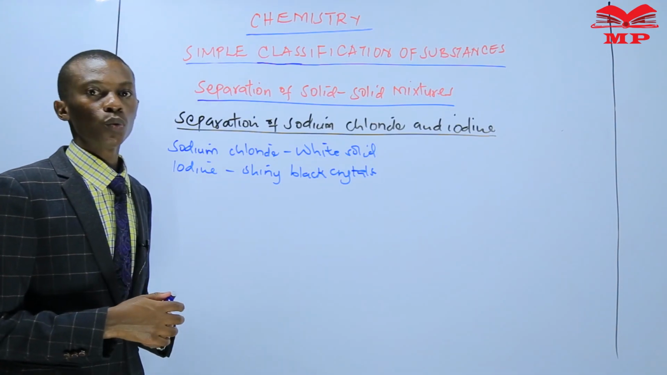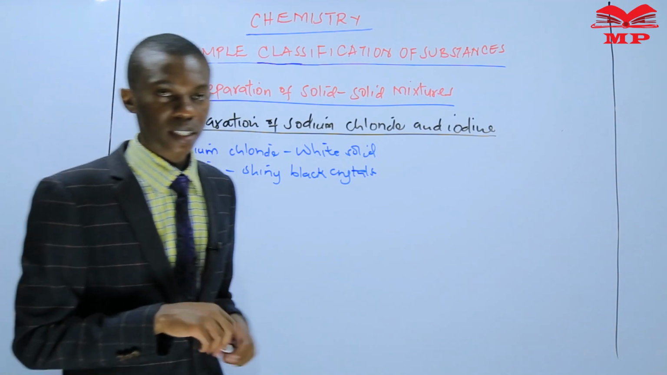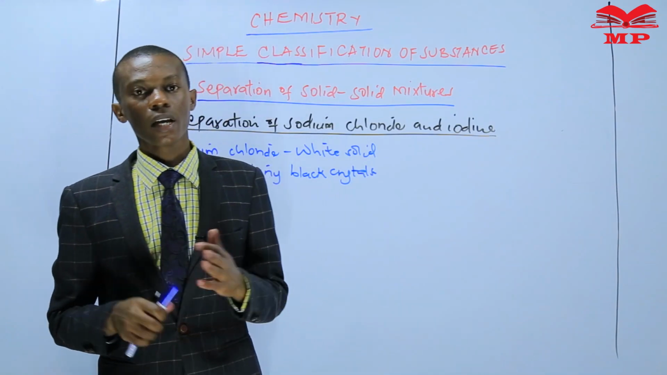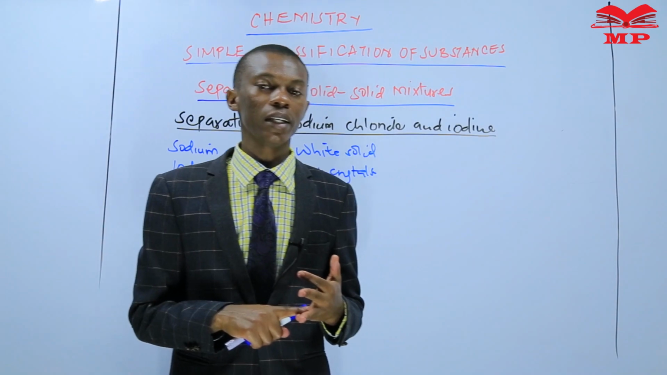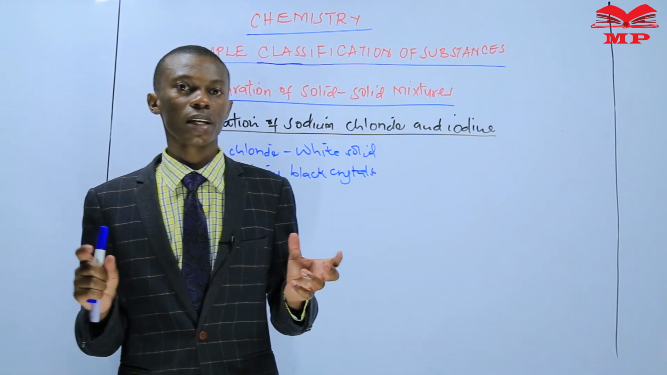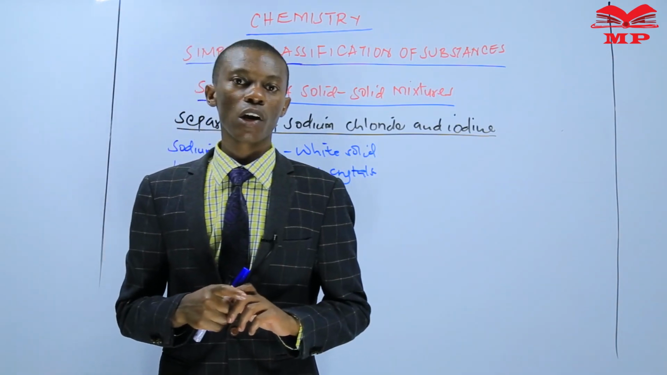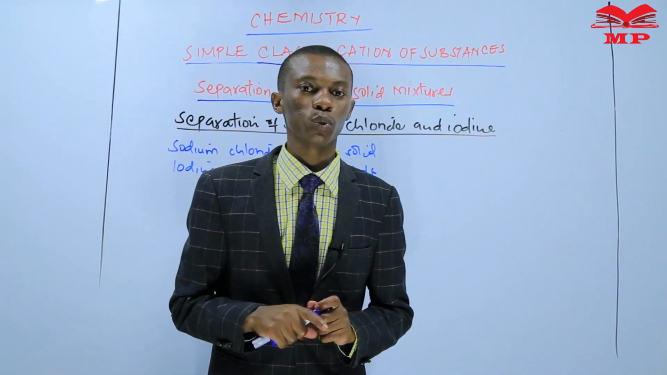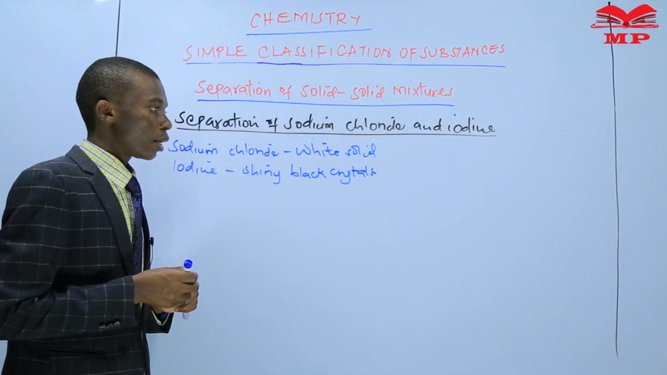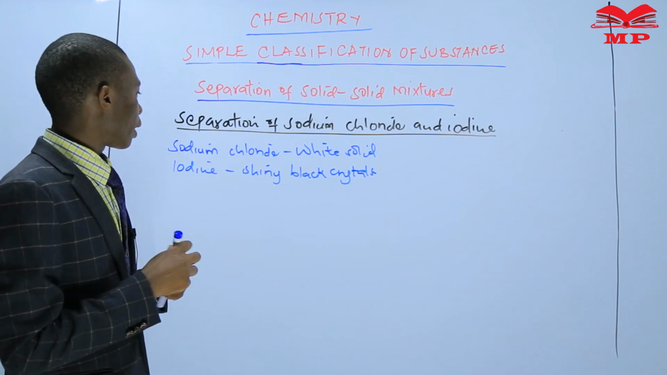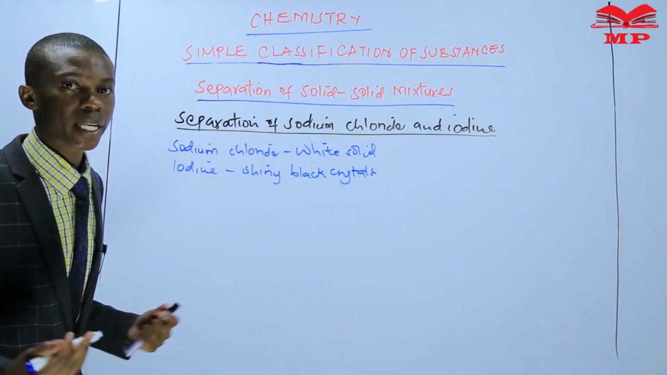Then for you to be able to separate them, you will need the following apparatus. You will need a beaker, a watch glass, and a source of heat, which will be the Bunsen burner, and you also need water. Therefore, I want to draw the diagram to show how you can separate the mixture of sodium chloride and iodine.